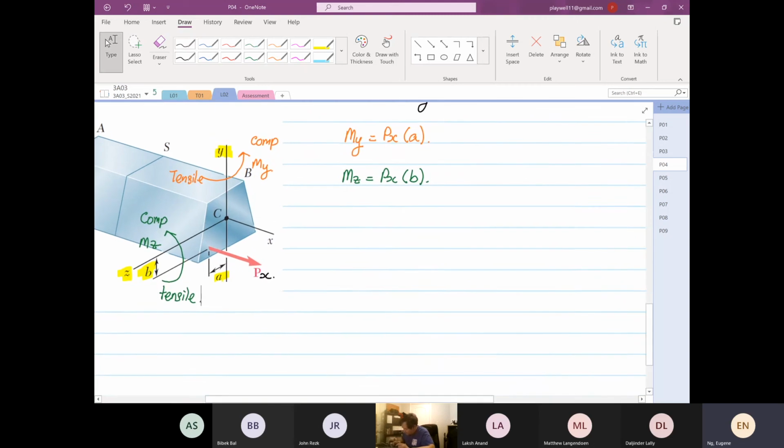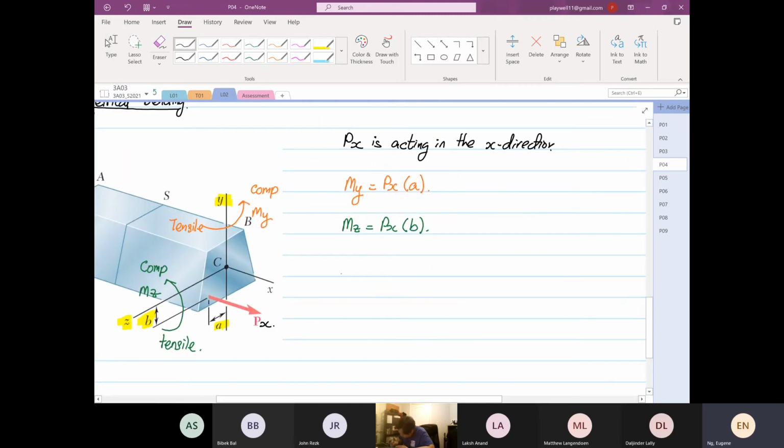Going to apply now, stress x is equal to Px over A, because it's eccentric, right? Then we have plus My over Iyy multiplied by z minus Mz over Izz multiplied by y.